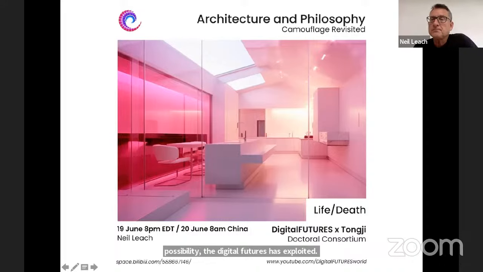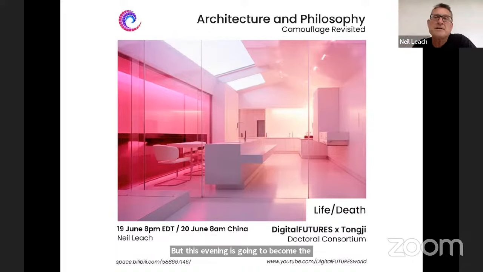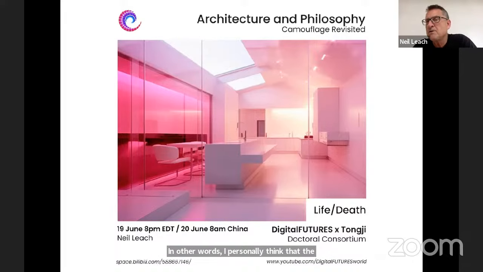In other words, the space in which I'm operating right now is, as it were, my office, but this evening it is going to become the dining room, and also could become a space for social interaction. It could be many other things. I personally think that the future of architecture is going to be largely confined to adaptive reuse of existing buildings. And I agree with you.